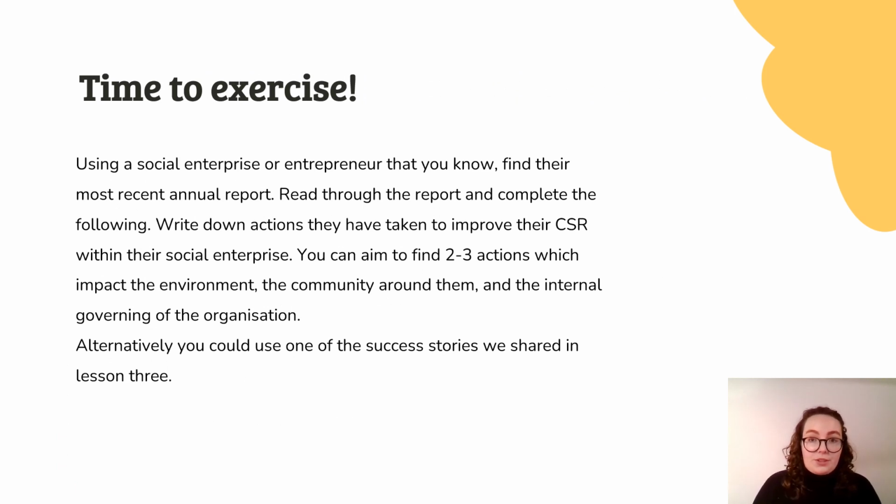Now it's time to exercise. Using a social enterprise or entrepreneur that you know, find their most recent annual report. Read through the report and complete the following. Write down actions they have taken to improve their CSR within their social enterprise. You should aim to find 2 to 3 actions which impact the environment, the community around them, and the internal governing of the organization. Alternatively, you could use one of the success stories we shared in Lesson 3.